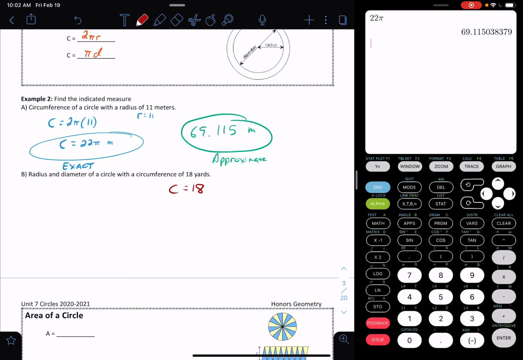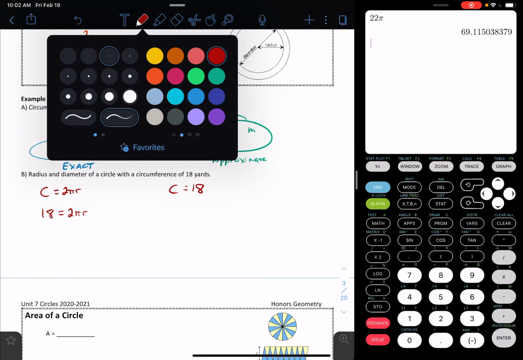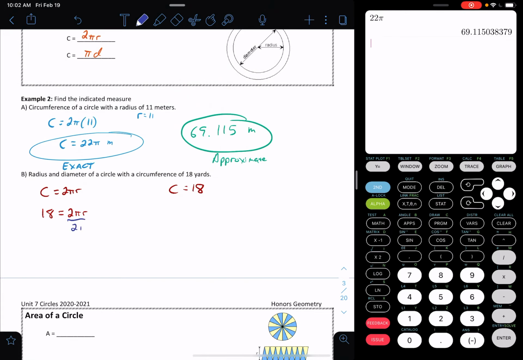So if I wanted to find the radius, I get C equals 2 pi r. Plug in what you know. We know the circumference is 18, so 18 equals 2 pi r. To solve this, I'm going to divide both sides by 2 pi.